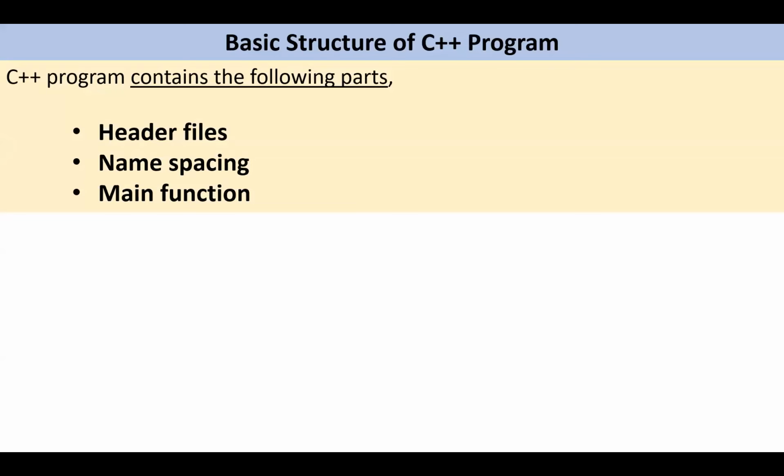You can see this one. The first section we call header files. The second section, namespacing. The third one, main function. Those are the three sections we have to identify in the basic structure of a C++ program. Right, write down these things in your books: a C++ program contains the following parts. Write down these three parts here.